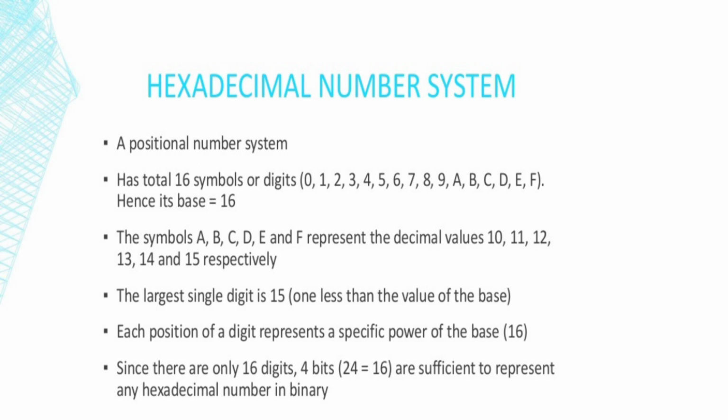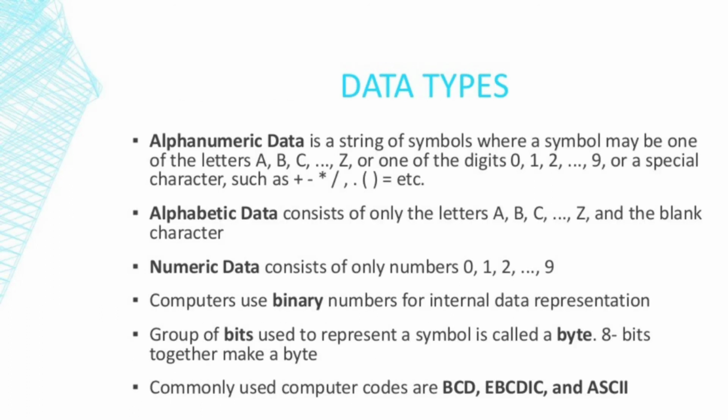There are 16 numbers, the base is 16, and by the same principle, the largest number supported will be 1 less than the base, which means we will stop at 15 itself. These are the 4 number systems there in the computer.